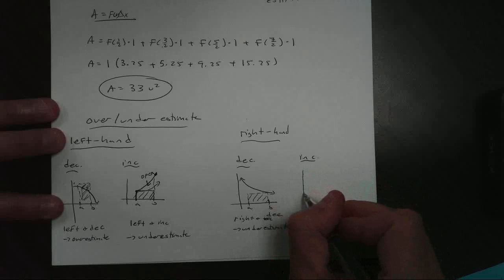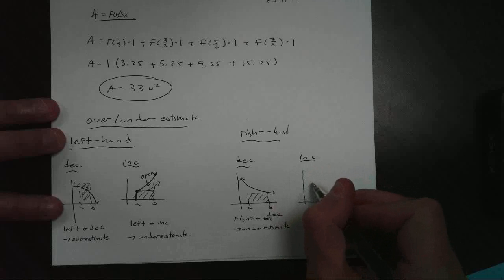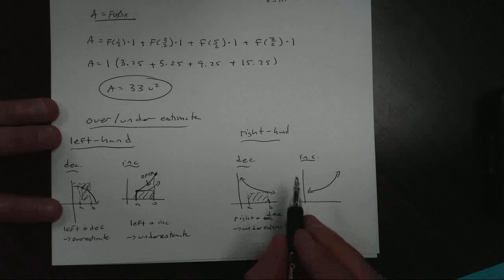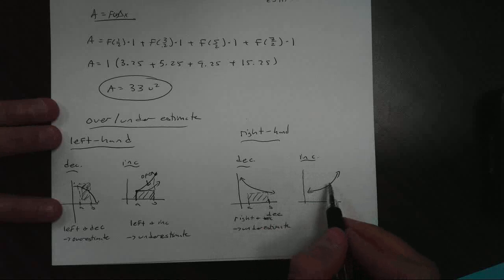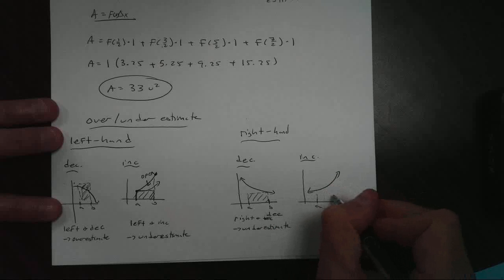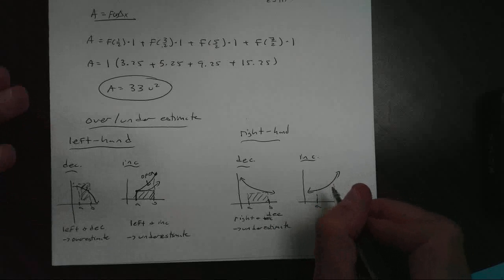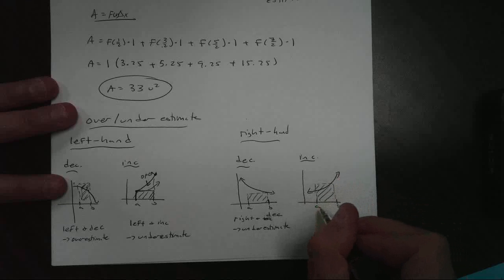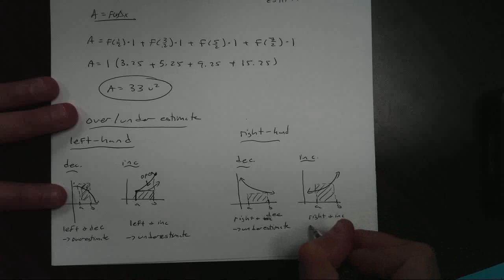If I look at an increasing function, now we're talking about increasing. We're not talking about the concavity. We're talking about the slope itself. The slope is increasing from A to B. If I look at the right-hand side, take a look now. Choosing the B because it's on the right side, I have an overestimate. So if it's right and increasing, we have an overestimate.